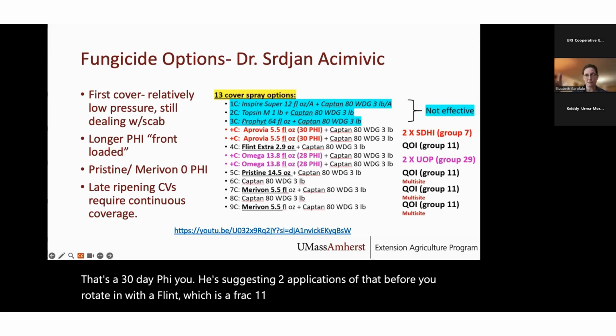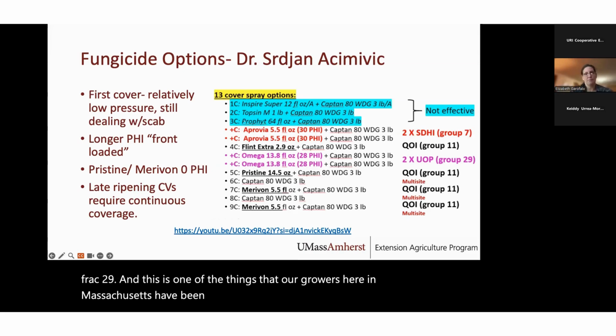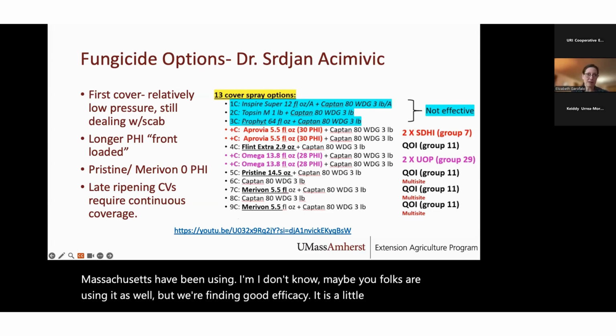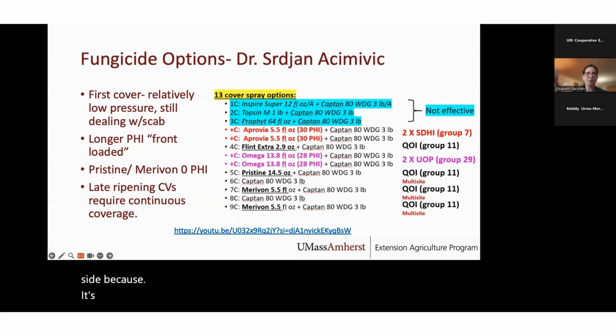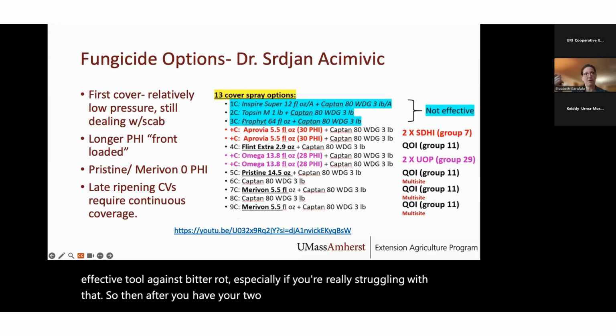The Aprovia is a FRAC 7. We also have Omega in the mix now, which is a relatively new FRAC, group 29. This is one of the things that our growers here in Massachusetts have been using. I don't know, maybe you folks are using it as well, but we're finding good efficacy. It is a little on the more expensive side because it's new, and hopefully over time that will drop, but it is an effective tool against bitter rot, especially if you're really struggling with that. So then after you have your 2 Omega, we switch to the lower PHI options.